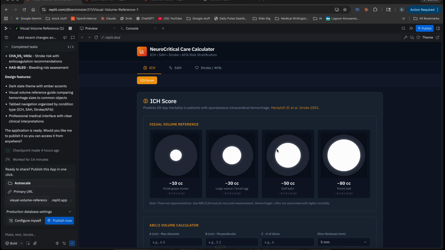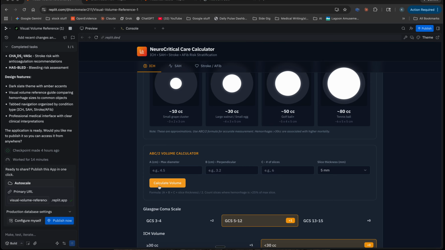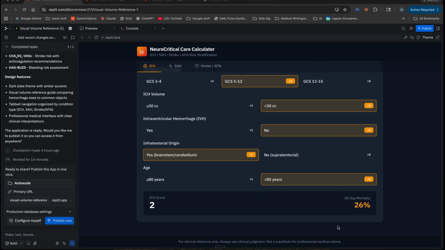The ICH volume, however, left a little bit to be desired, kind of a flop there. That's the volume reference. Not very usable. At least they did include a way to calculate it myself, and then the ICH volume representation there. So overall, I really like how Claude's website looks.